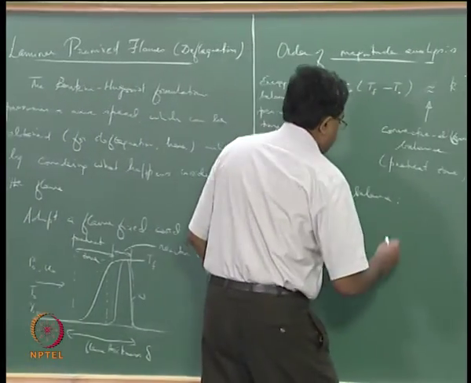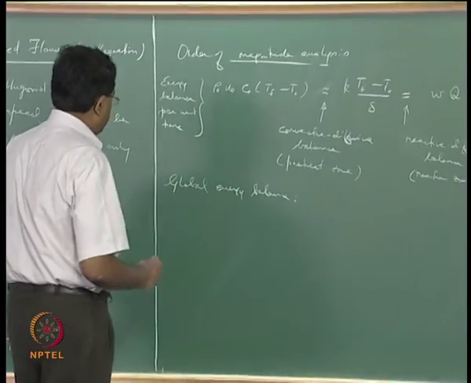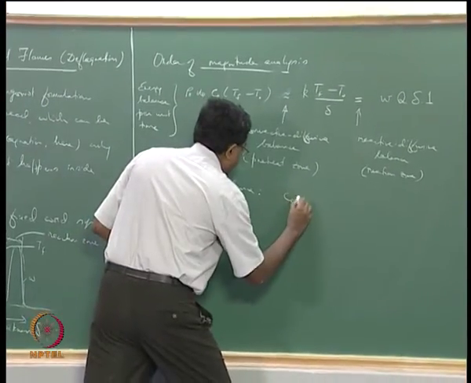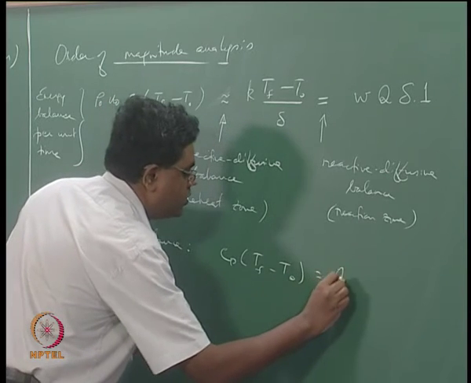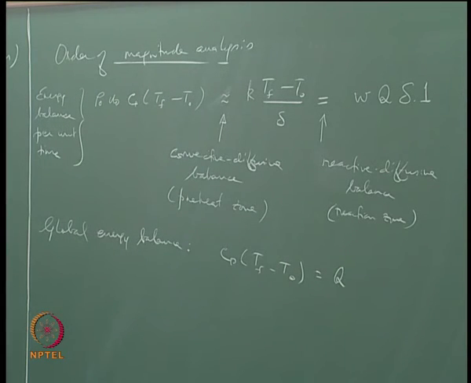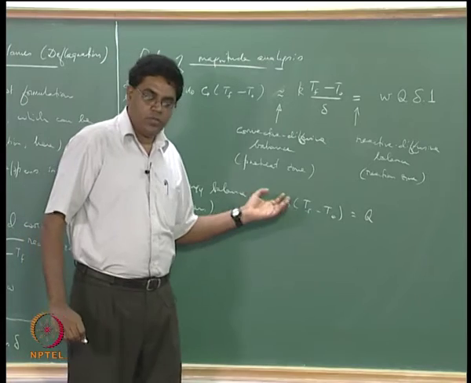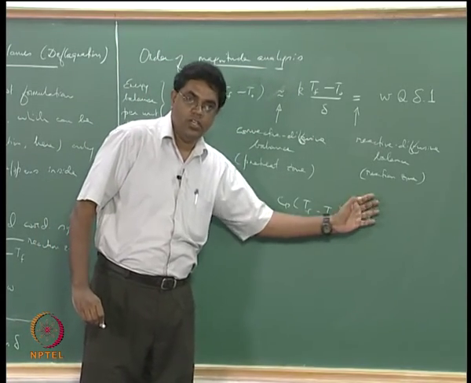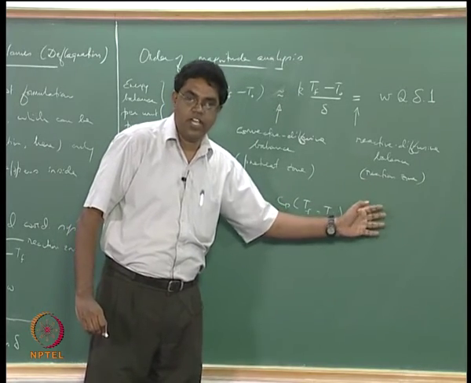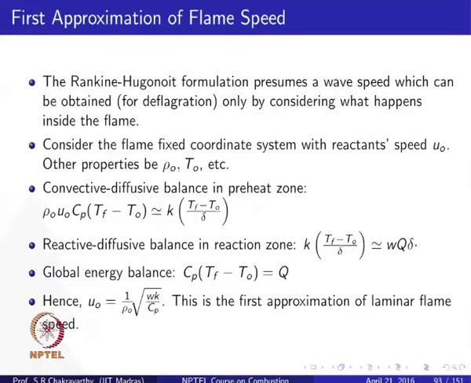So we should now be able to say that Cp (Tf minus T naught) equals Q. This is on a per unit mass basis. Strictly speaking I should take a certain mass of reactants and say m Cp delta T is equal to m times Q, because Q is essentially heat release per unit mass, joules per kg. Therefore I can say this per unit mass. And so how do I now factor these things into account?